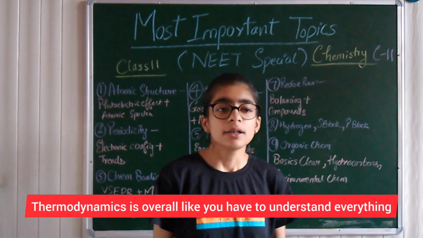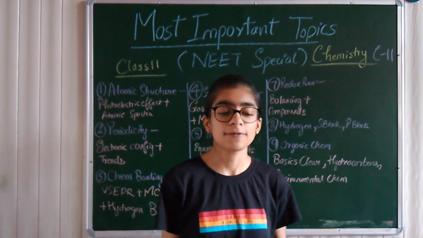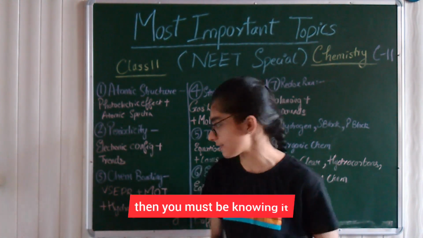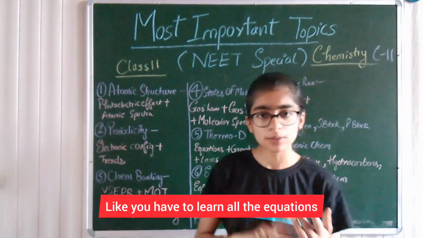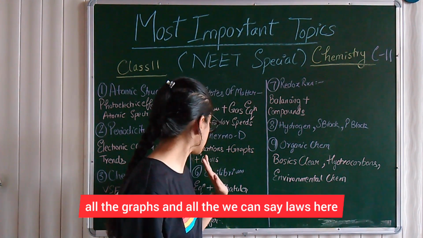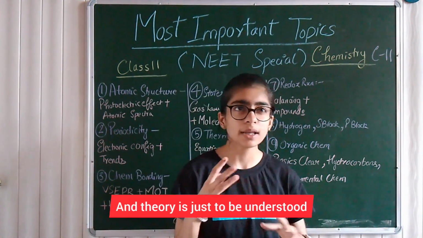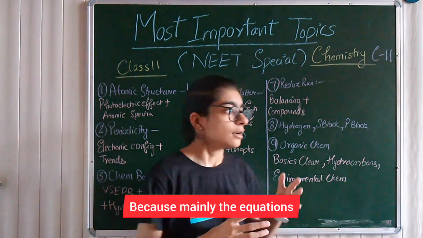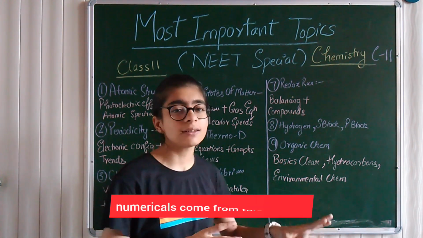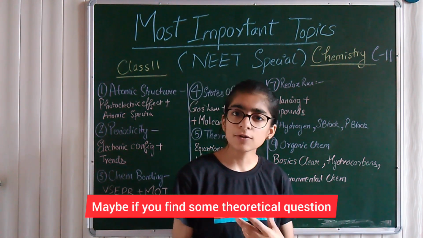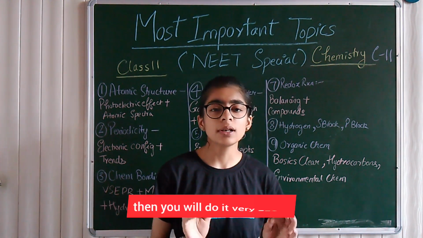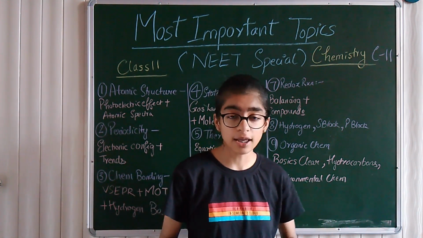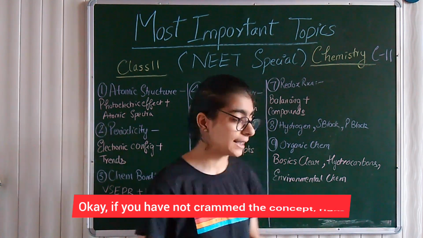In thermodynamics, you have to understand everything overall. There is a continuity in this chapter; if you have read it, then you must know it. You have to learn all the equations, all the graphs, and all the laws here. The theory is just to be understood, not learned by heart, because mainly the equations and numericals come from this chapter. If you find some theoretical question, you will do it very easily if you know the concept and have not crammed it.